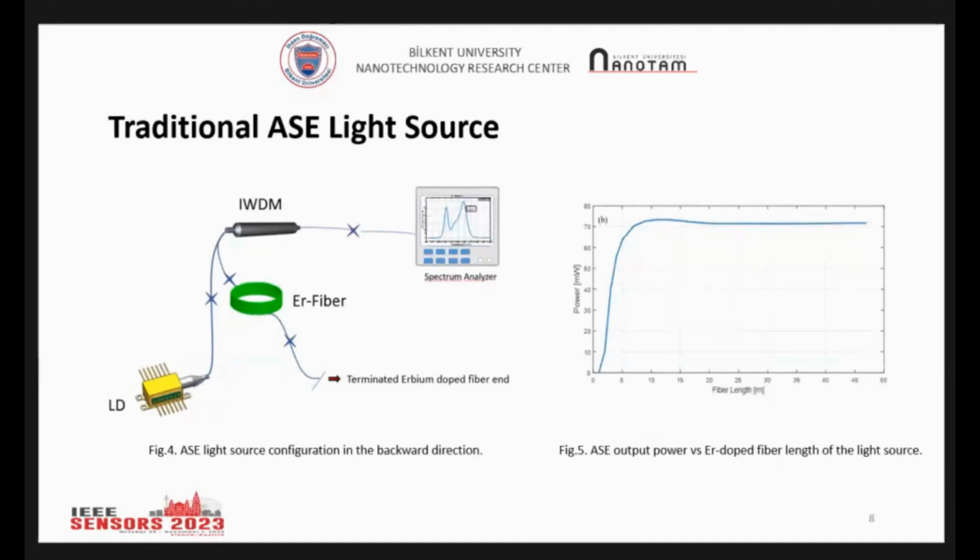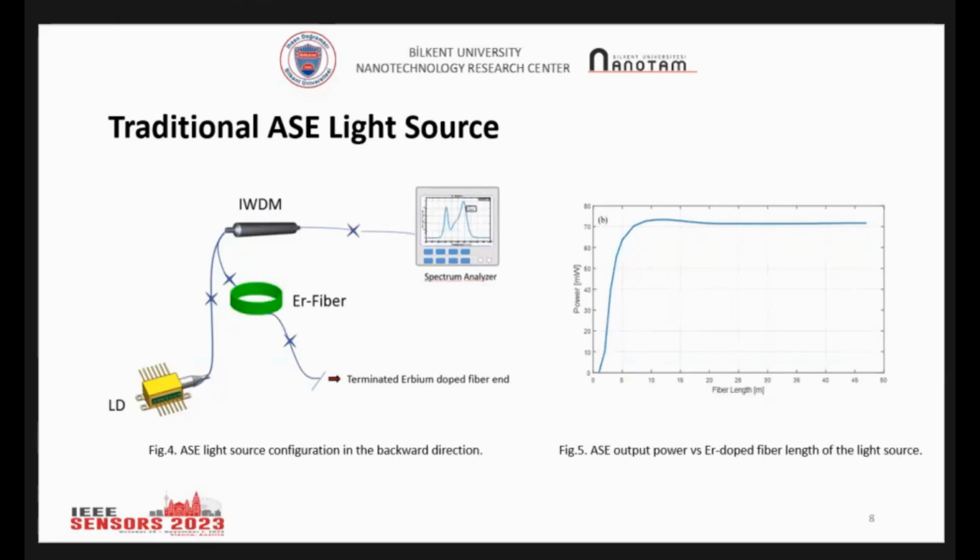So one can ask, how did you determine the length of the erbium fiber? Before the experimental work, in the simulation environment, by simulation programming, we optimized the erbium fiber length of the ASE light source. We observed that when the erbium fiber length gets to 10 meters, our optical power gets saturated. So for the traditional ASE light sources, we use the 10 meter erbium fiber.